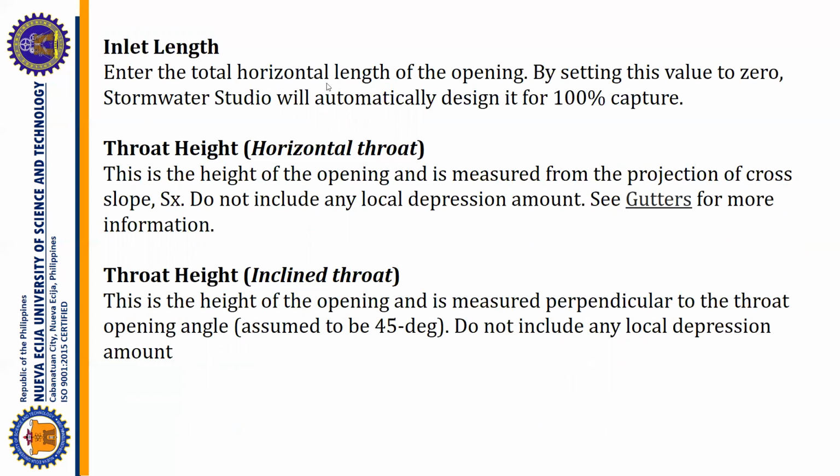Enter the total horizontal length of the opening by setting this value to zero. Stormwater Studio will automatically design it for 100% capture. For throat height, for horizontal throat, this is the height of the opening and the measure from the project of cross slope, SX. Do not include any local dispersion amount. See gutter for more information.